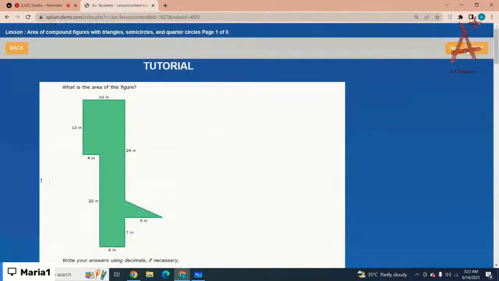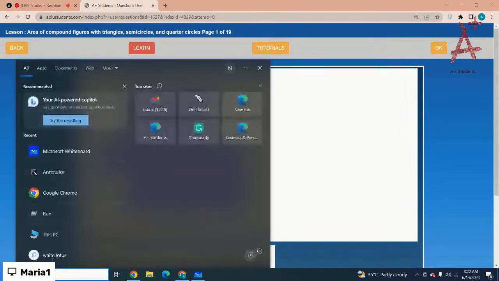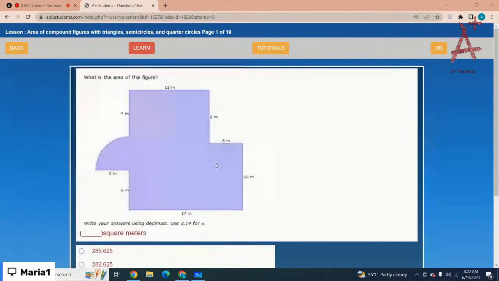Let me just start with the test questions so that we can do it on the board. Okay, let's just start with this one. You can see that is the question, what is the area of the figure, and that is a compound shape. Got it? How do we calculate the shape? We have to divide it into two, three shapes. Got it?